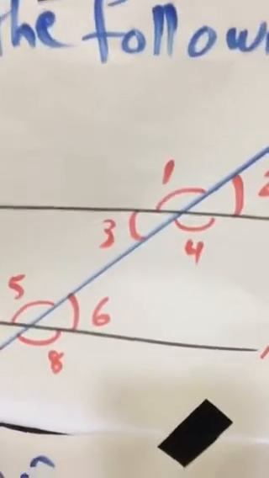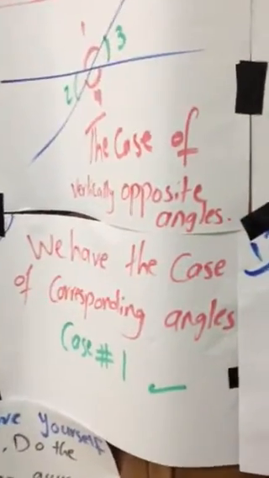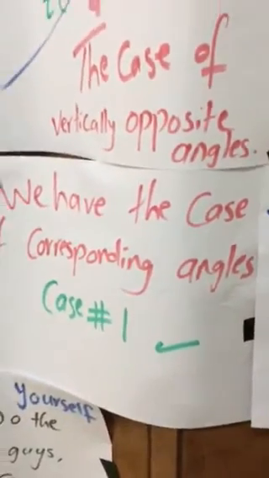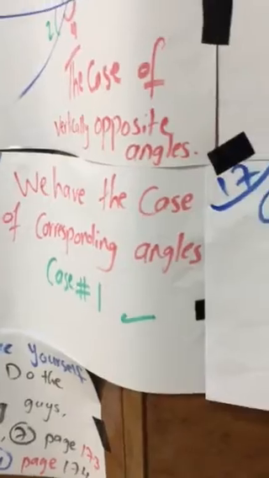Again, let me go back to our graph. Yes, 4 and 8 are corresponding angles. Excellent. As you see, they are corresponding angles, and it is written: we have the corresponding angles case number 1. Excellent, I give you a tick that you are correct.